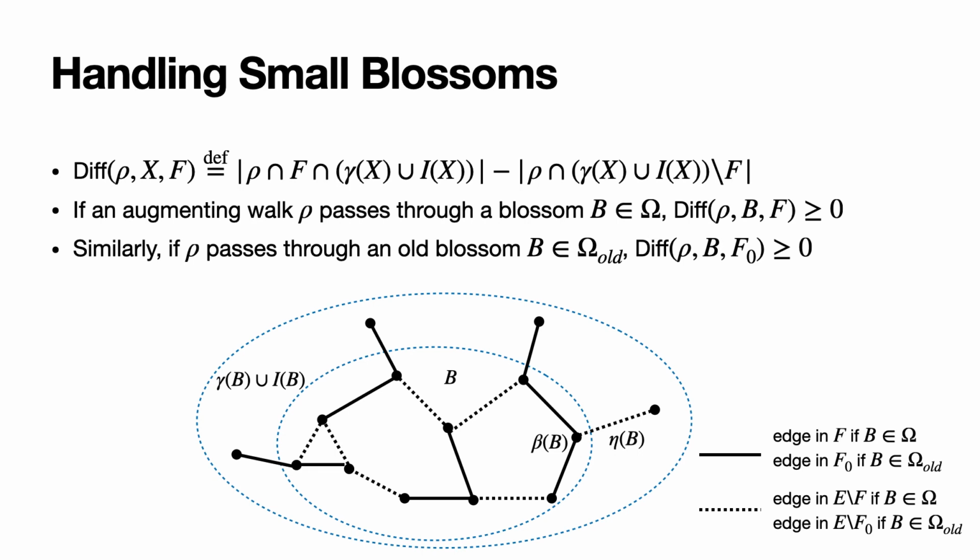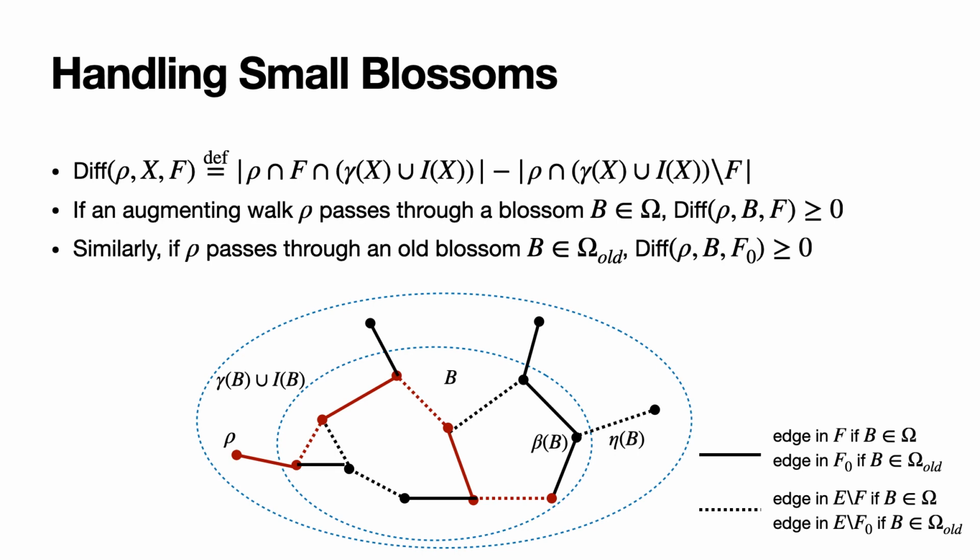For an augmenting walk rho, a blossom X, and an F-matching F, if a subwalk of rho belongs to the union of delta X and I X, let diff_rho^{X,F} denote the difference between the number of edges in F and the number of edges in E\F in this subwalk. We can prove that if an augmenting walk passes through a blossom B in Omega or an old blossom B in Omega_old, diff_rho^{B,F} or diff_rho^{B,F0} is non-negative.